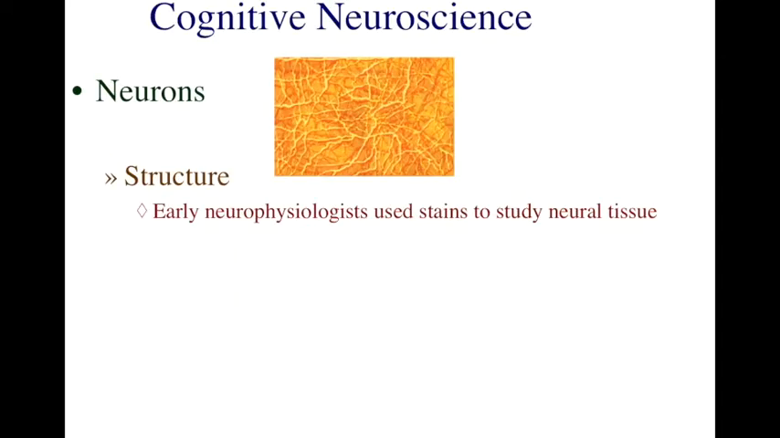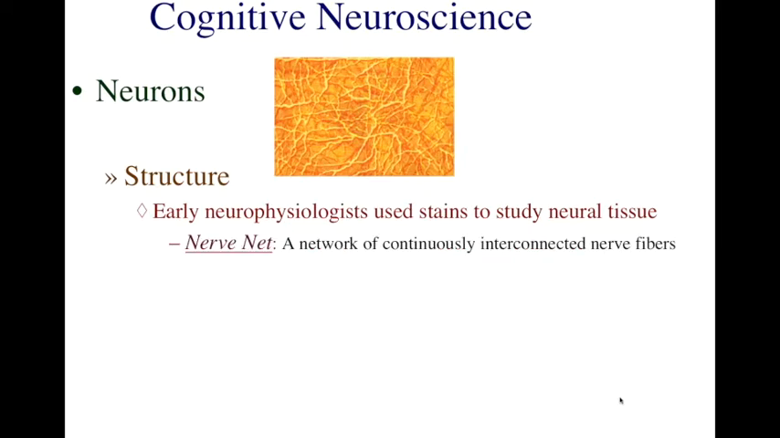Early neurophysiologists who wanted to study neural tissue would use stains that highlight the cells in our nervous system. These early stains weren't very effective, and if you look at this figure, what appears to be happening is just a lot of strands going every which way with no real start and stop points. They called this a nerve net, a network of continuously interconnected nerve fibers.